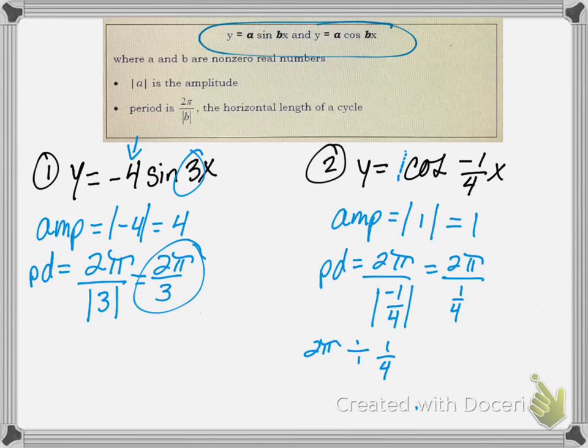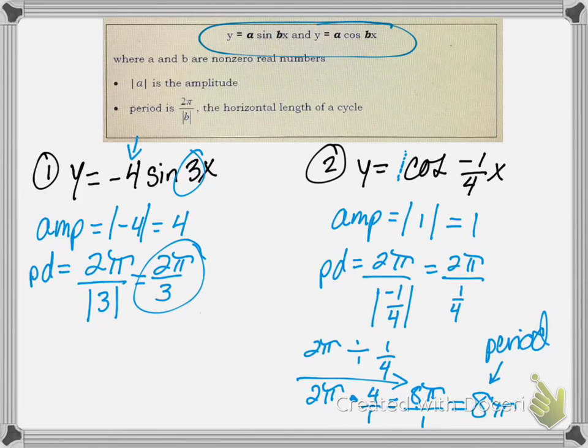So, let's change out of the highlighter. I have 2 pi, I change this to multiplication, and I flip my fraction around. Then I just multiply straight across the top, straight across the bottom if I had an actual number down there instead of 1. So multiply straight across. I have 8 pi over 1, which is just 8 pi. So that was the period for my second equation there.